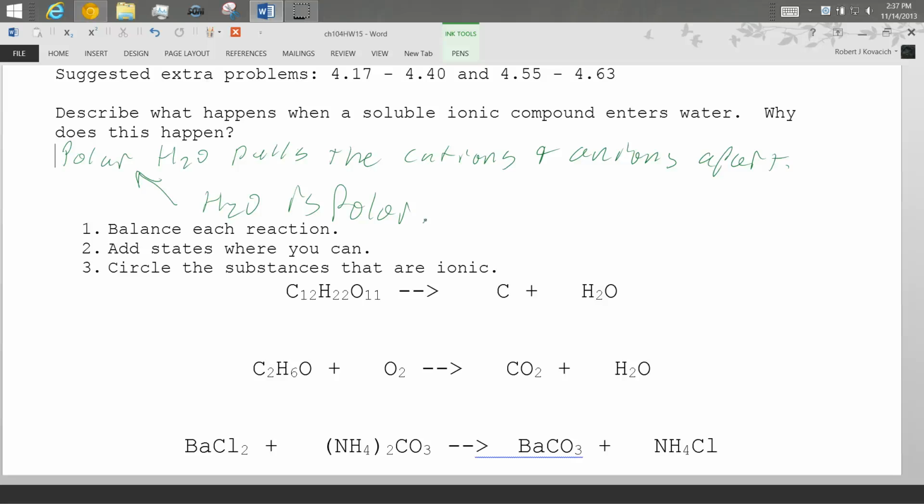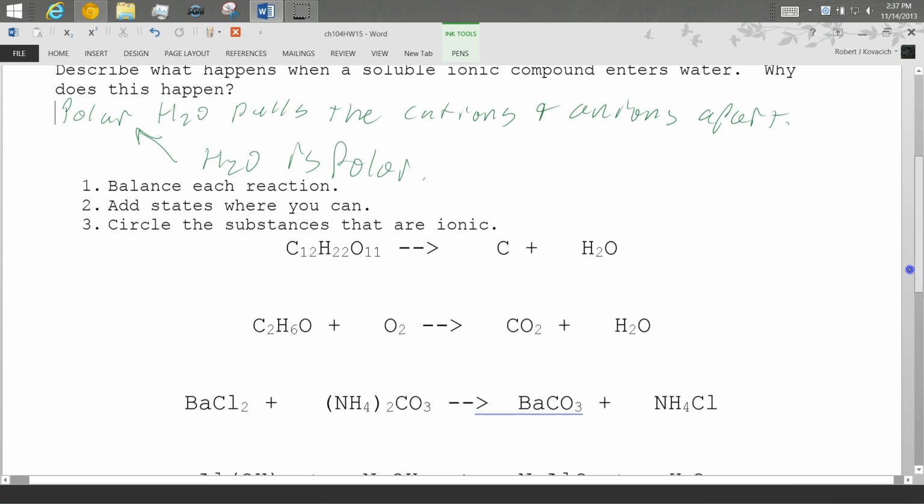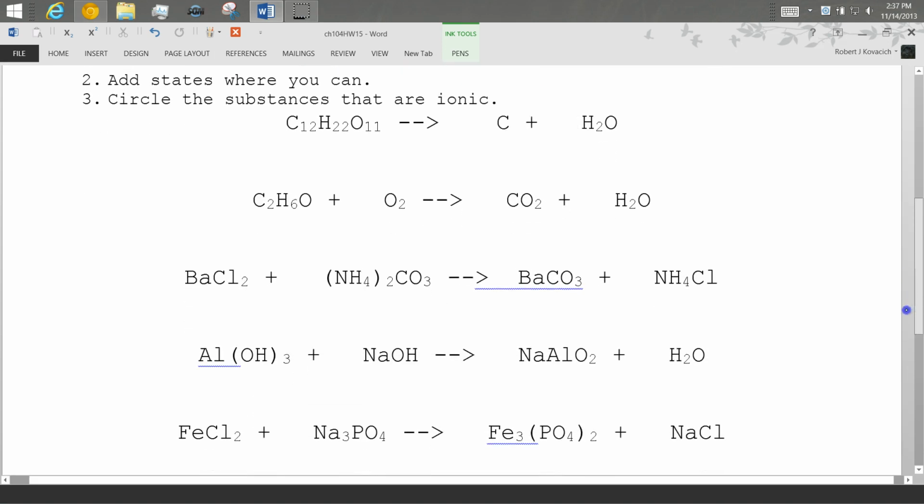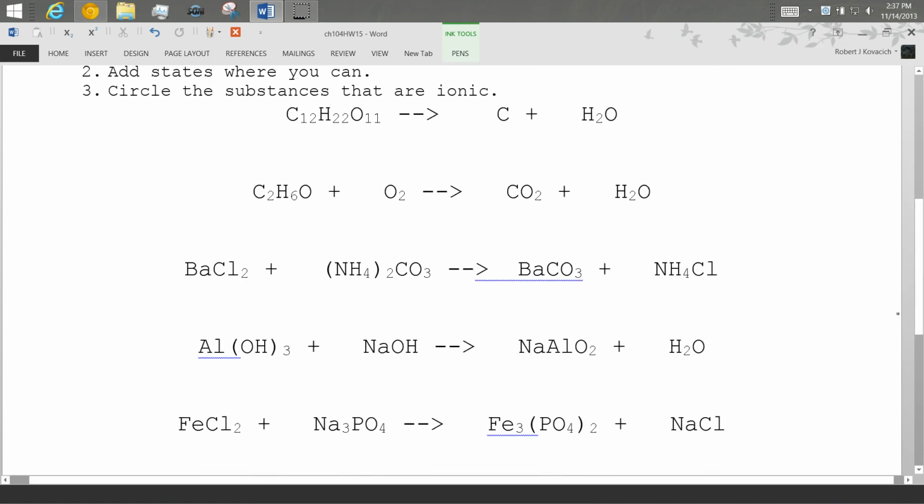Okay. So for these next, we want to balance the reaction. We want to add states where we can. We want to circle any ionic compounds. Do we have any ionics in the first one? No. No ionic compounds there. To balance it, looks like I need is it just a 12? And then an 11? All right, well that one was easy.